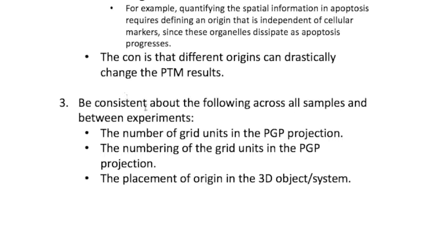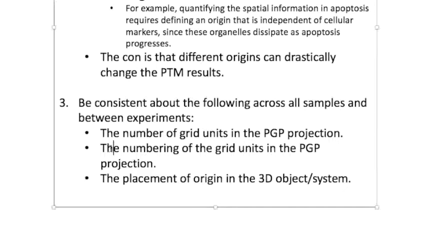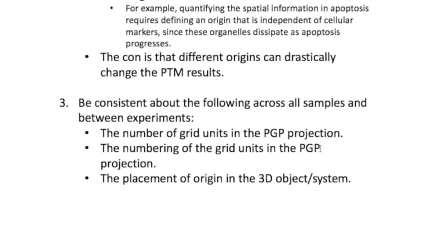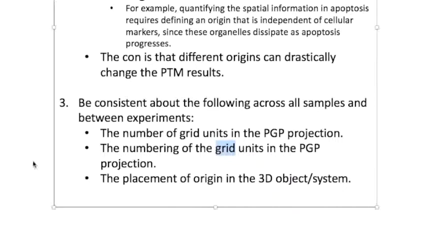Third, you want to be consistent about the following things across all samples and between experiments, okay, that you want to compare with each other. 1, you want to be consistent about how you number the grids in the PGP projection. Again, the automated script that I coded goes with the numbering system that's in this document, that is figure 4. All right, another point to be consistent about is the number of grid units in the PGP projection. In this case, it's 32 for the automated script.